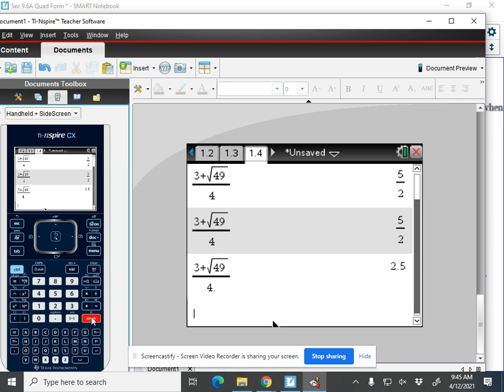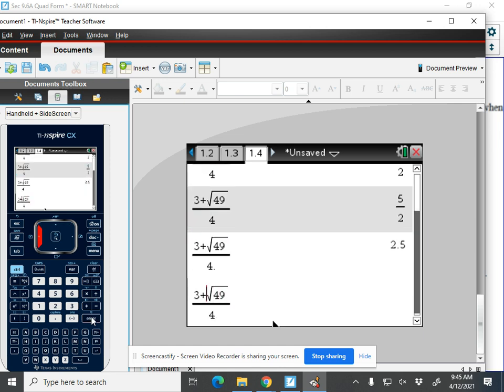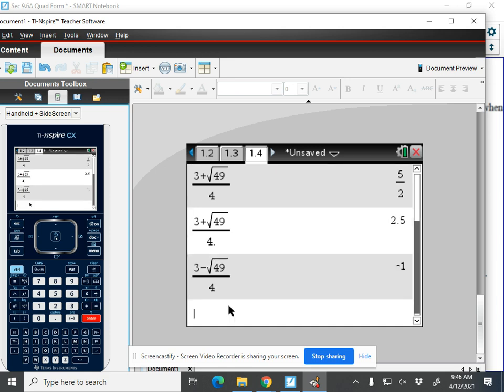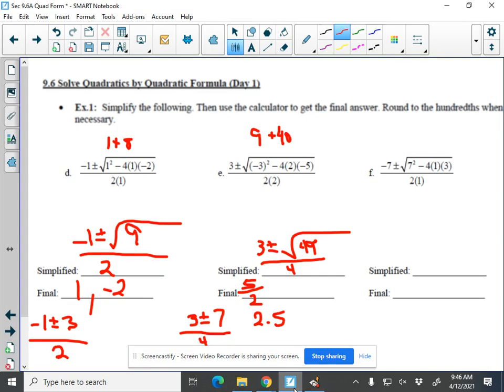Oh. Then we can copy it. Replace this with a minus sign. Now, 3 minus 7 would be negative 4. Divided by 4 would be negative 1. So, gets us negative 1. It would have been negative 1 whether we put the dot on it or not.